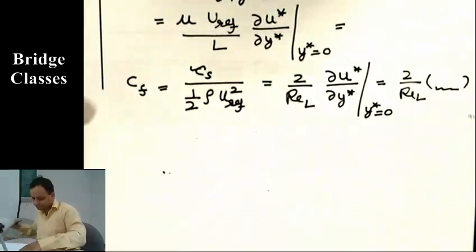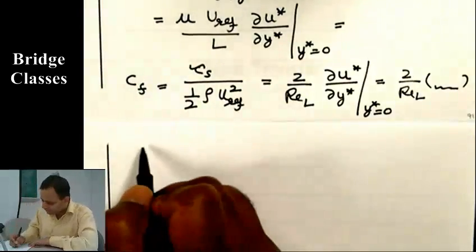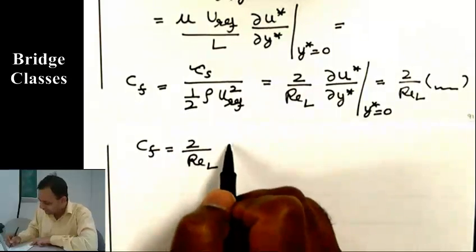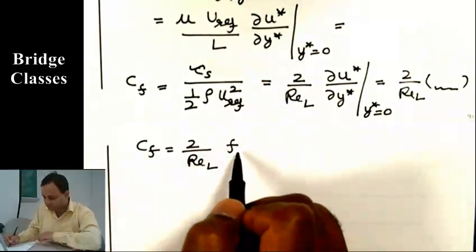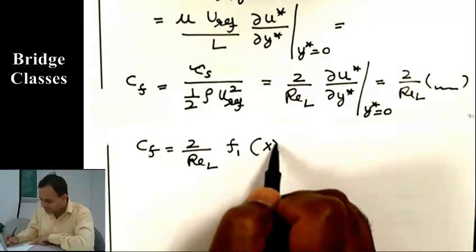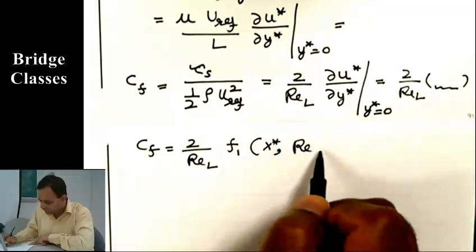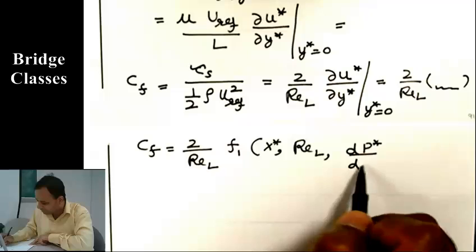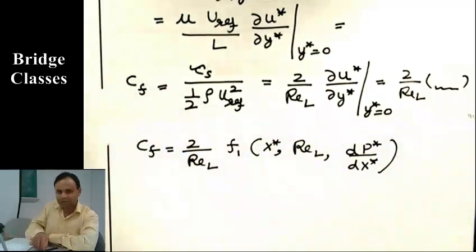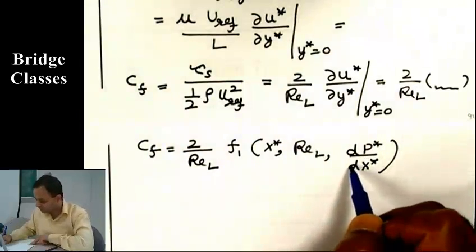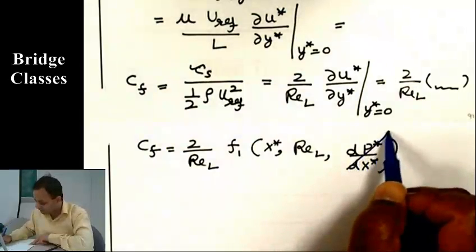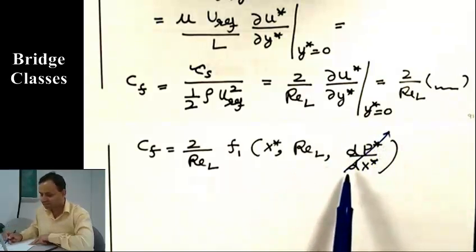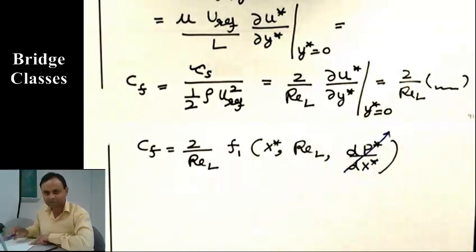Let me write it again. So you will get Cf is twice over Reynolds number times some function, let us call this f1, of x star, Reynolds number, and also you have this pressure gradient which depends on the shape of the object. But I'm not going to consider this one from this point, because this will be same for geometrically similar objects. If you have same Reynolds number, then this term will be same, so we don't have to consider this.